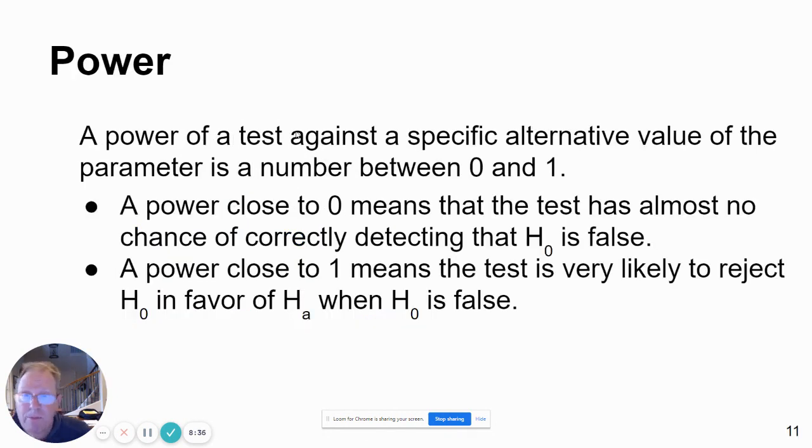A few points about power. The power of a test against a specific alternative value of the parameter is always a number between 0 and 1. A power close to 0 means the test has almost no chance of correctly detecting that the null is false, so there's a lot of noise in the data. A power close to 1 means the test is very likely to reject the null in favor of the alternative when the null is false.